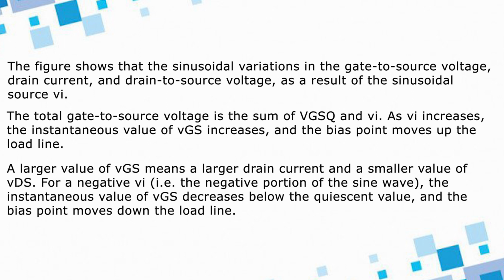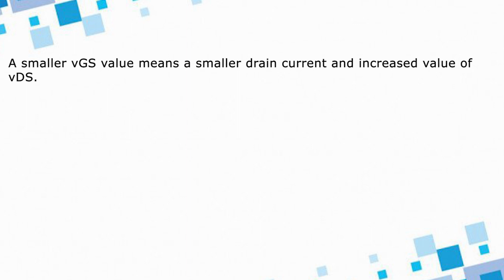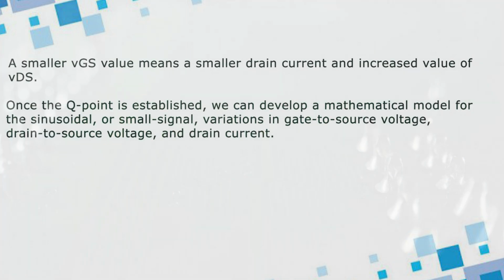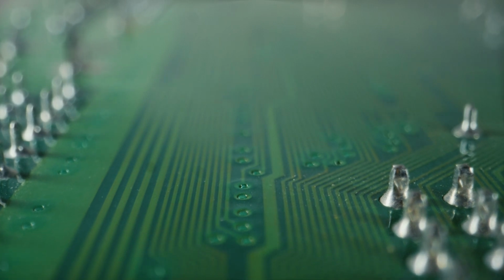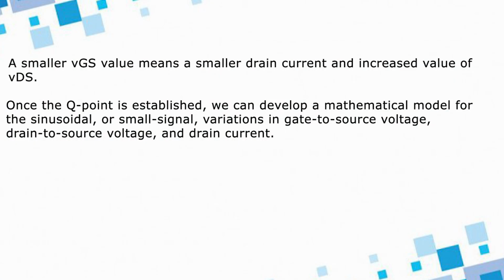For a negative Vi, that is the negative portion of the sine wave, the instantaneous value of VGS decreases below the quiescent value and the bias point moves down the load line. A smaller VGS value means a smaller drain current and increased value of VDS. Once the Q point is established, we can develop a mathematical model for the sinusoidal or small signal variation in gate to source voltage, drain to source voltage and drain current.